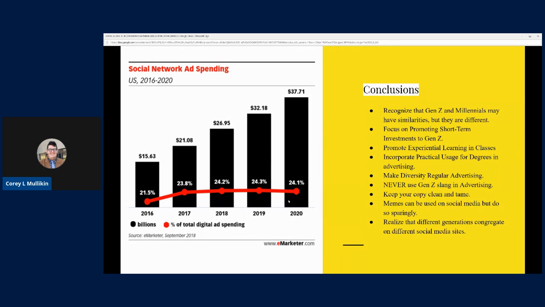So my conclusions are: recognize that Gen Z and Millennials are similar, right? Our research showed us that, but they are different. Do not treat them the same way. They have similar aspects, but they are not the same person. Focus on promoting those short-term investments to the Gen Z group, okay? They are looking for that. Promote experiential learning in those classes.